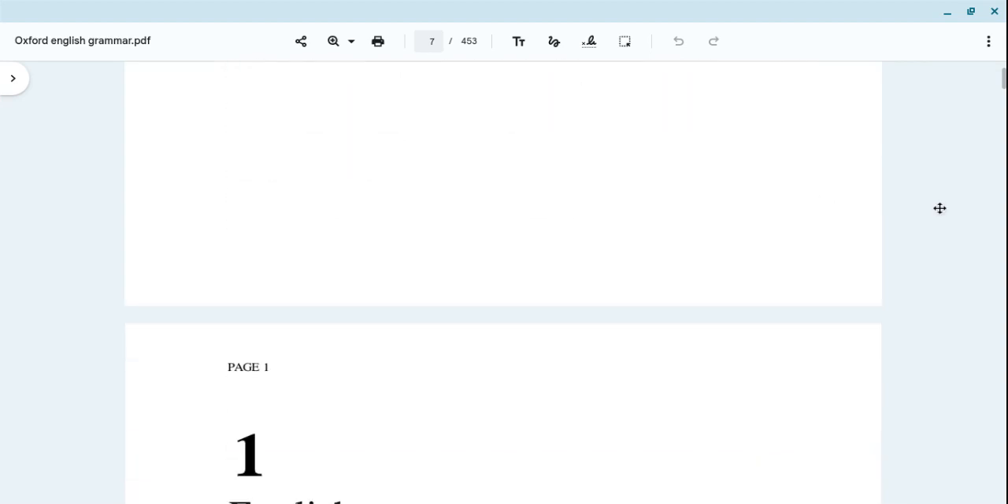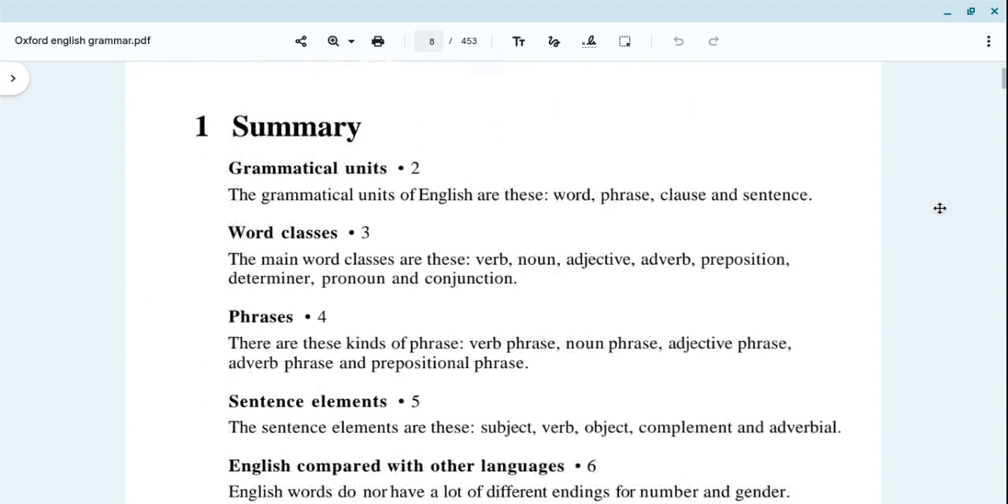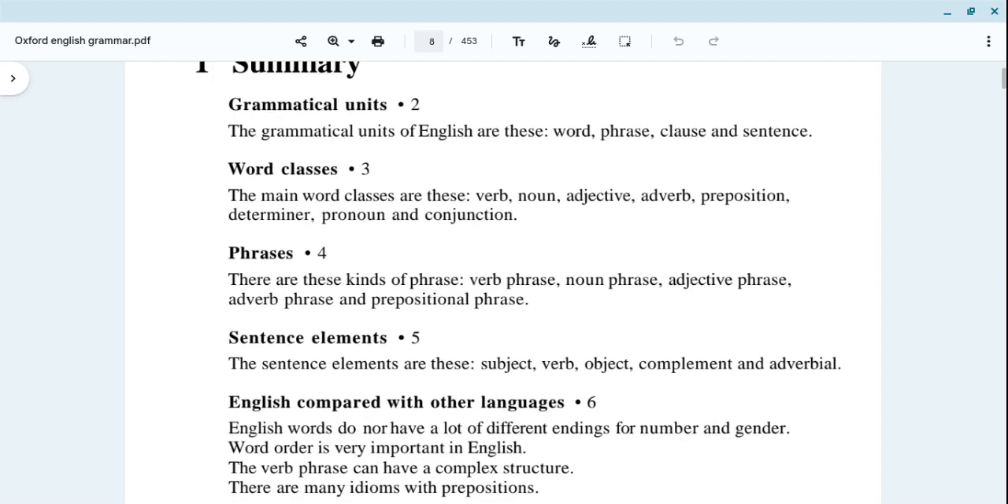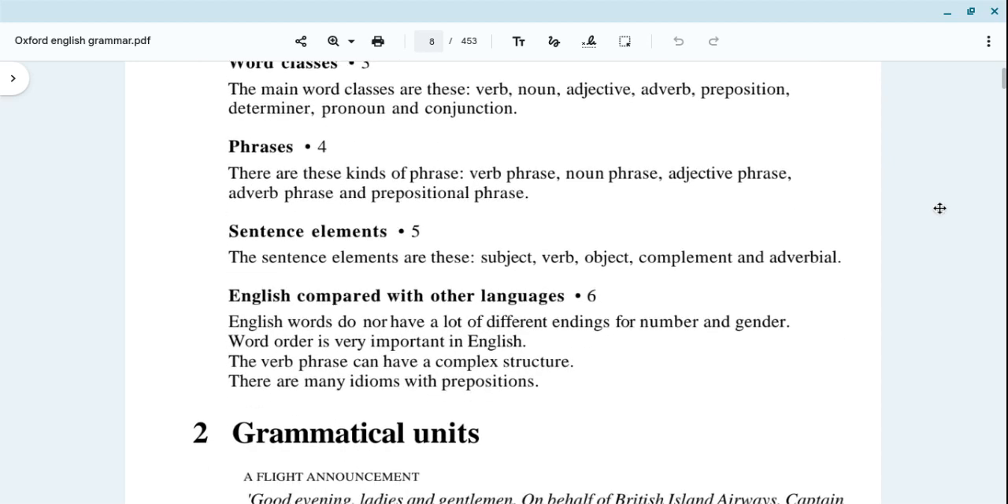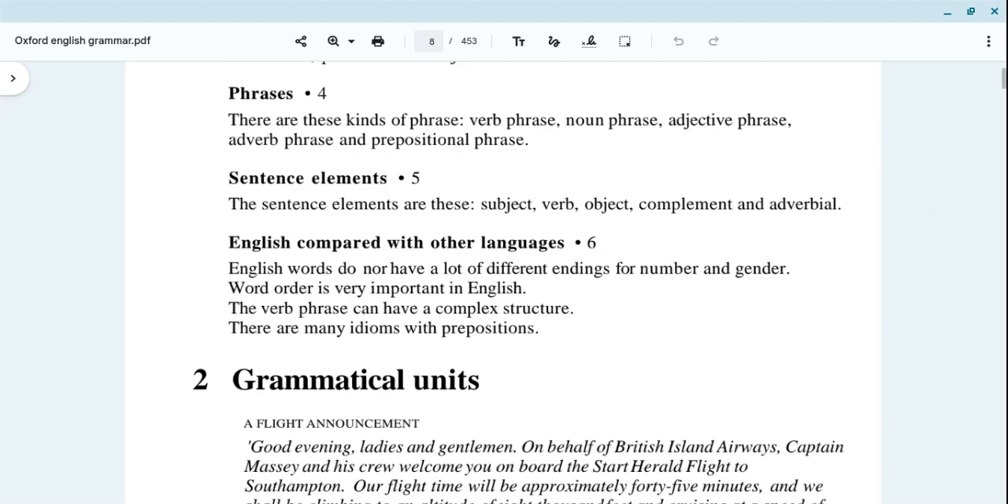So let's go. Okay, English grammar, summary, grammatical units. The grammatical units of English are these: word, phrase, clause, and sentence. Word classes. The main word classes are these: verb, noun, adjective, adverb, preposition, determiner, pronoun, and conjunction. Phrases. There are these kinds of phrases: verb phrase, noun phrase, adjective phrase, adverb phrase, and prepositional phrase. And then we have sentence elements. The sentence elements are these: subject, verb, object, complement, and adverbial.